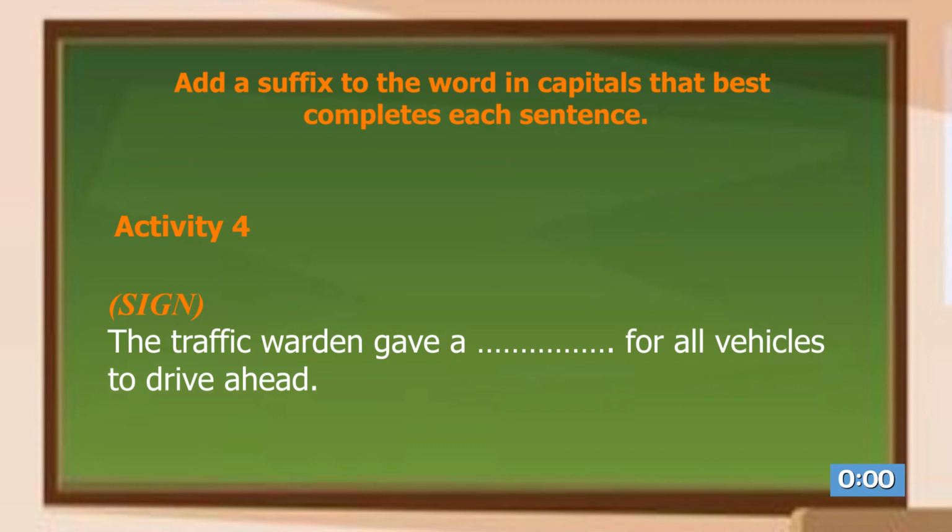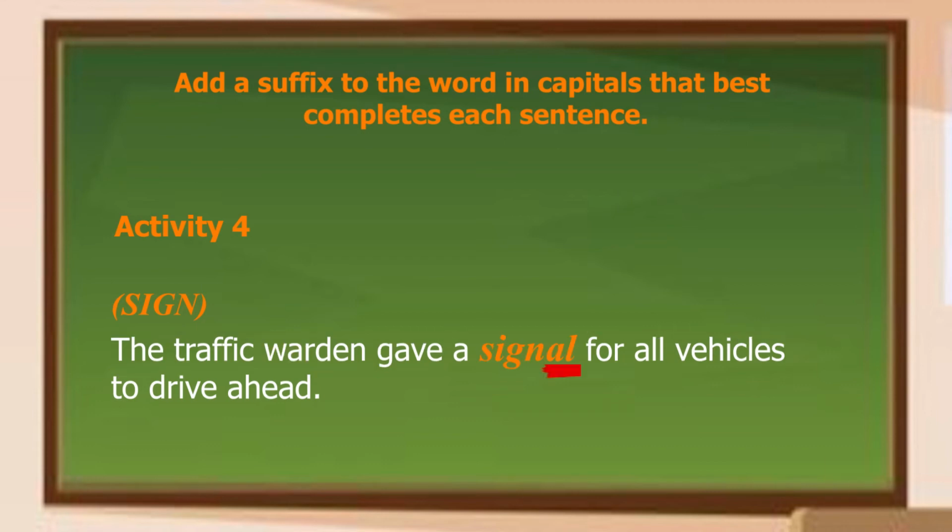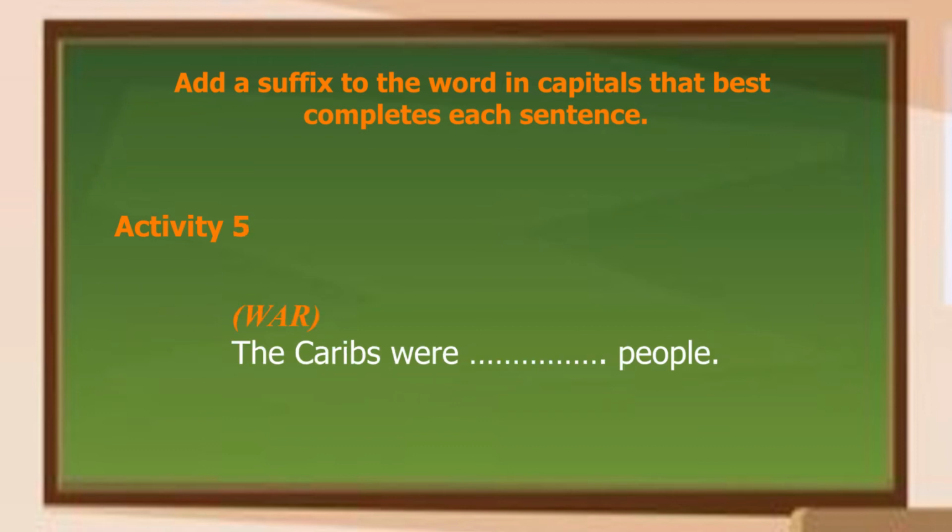Al, I know becomes what? Signal. The traffic warden gave a signal for all vehicles to drive ahead. Very good. Number 5. So we have the word war in brackets. And the sentence reads, the Caribs were something people. Which suffix should we add to the end of the word war?